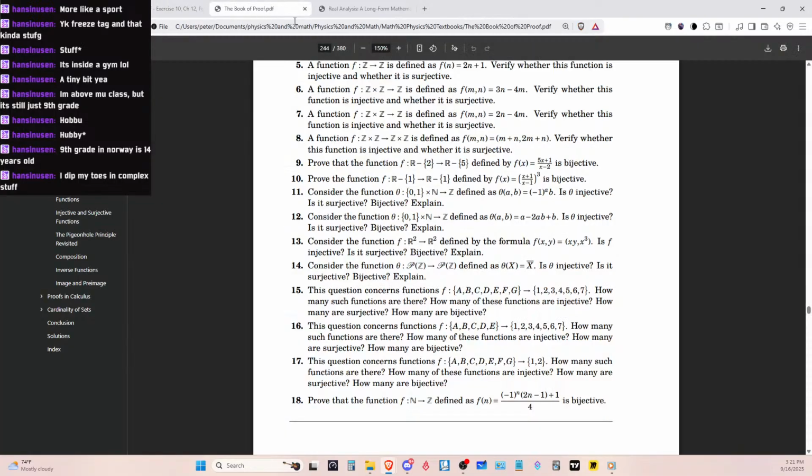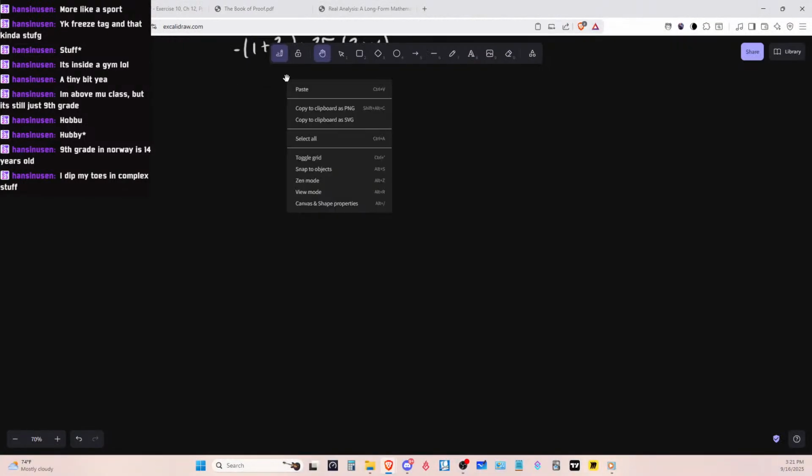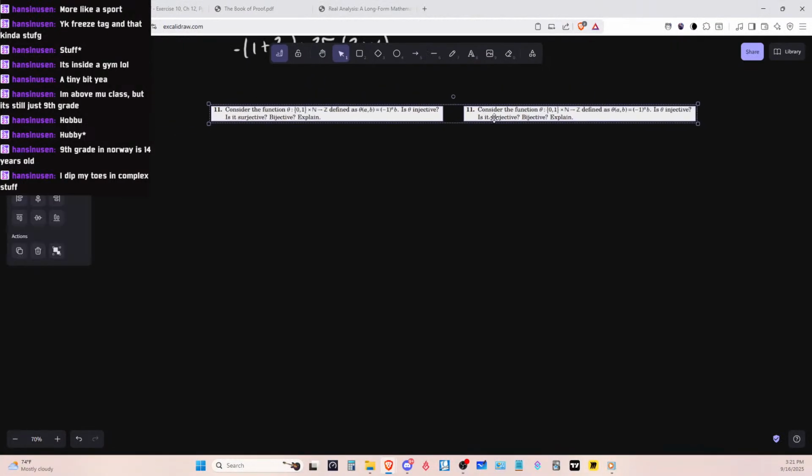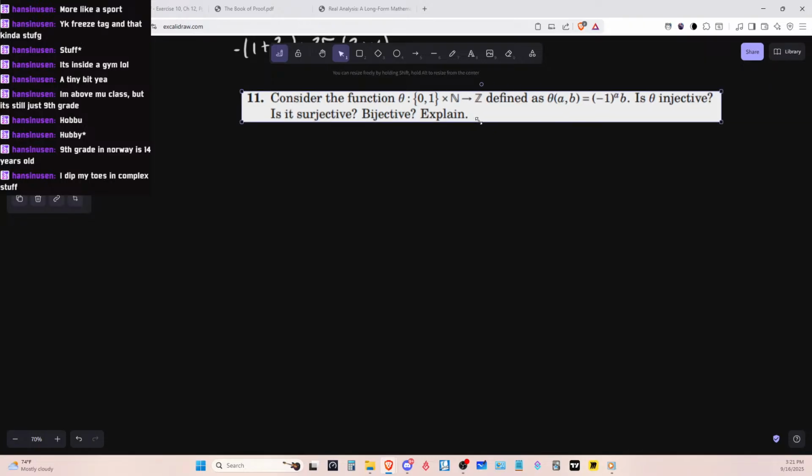Okay, so we spent most of our time on this one problem, so let's see if we can do 11. I don't know if 11 is going to be just as effective, but I don't know why this is doubling up all of a sudden.